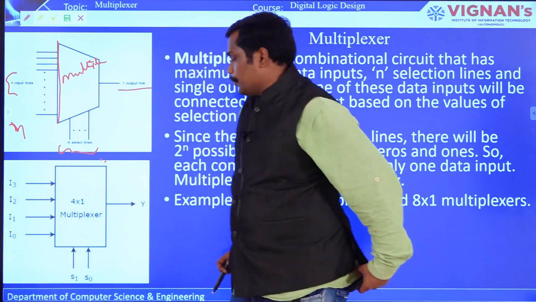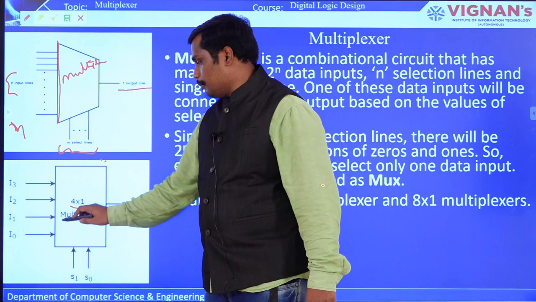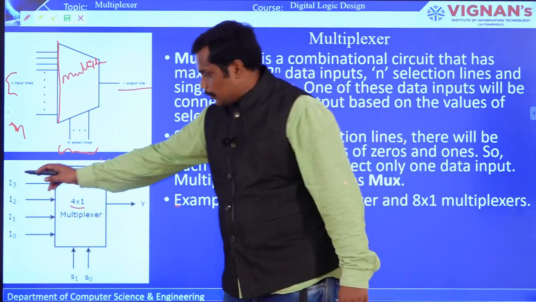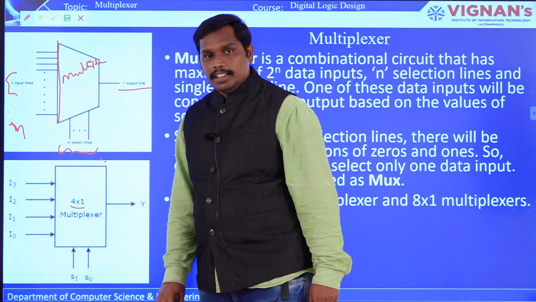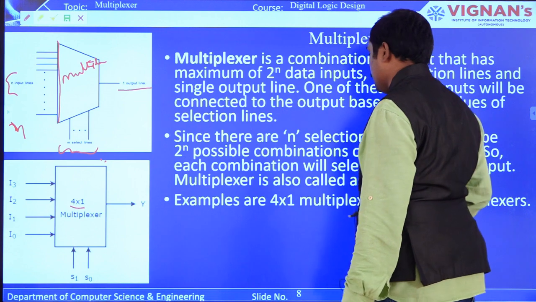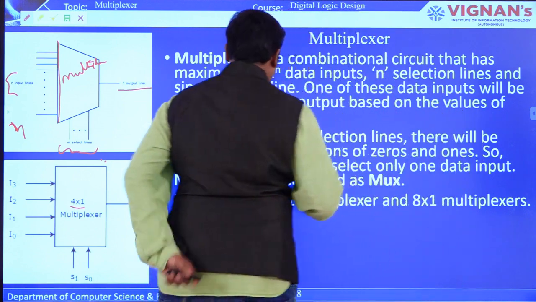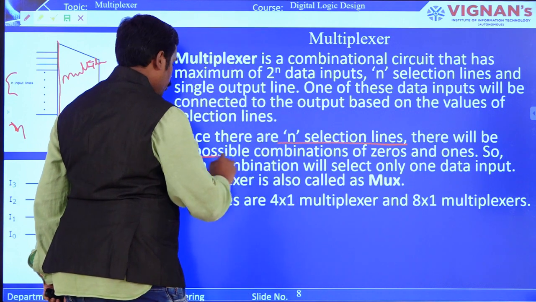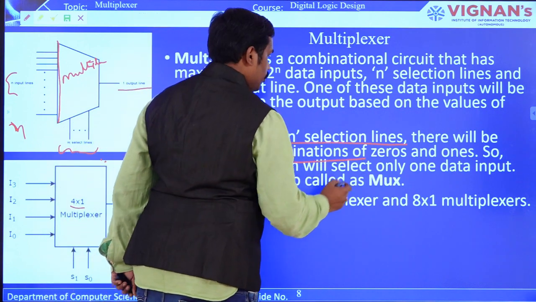For that block diagram you can see an example, that it is a 4x1 multiplexer where 4 inputs are there and one output is there. For these 4 inputs you are going to have 2 selective lines. So this is how a 4x1 multiplexer appears. Okay. So now you can see that for the multiplexer, there are n selective lines for 2 power n possible combinations of zeros and ones.